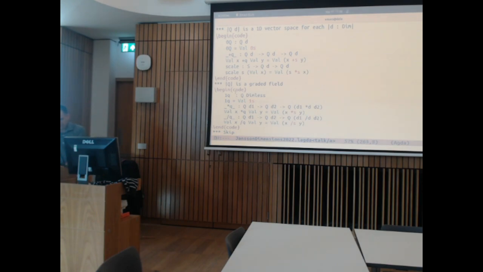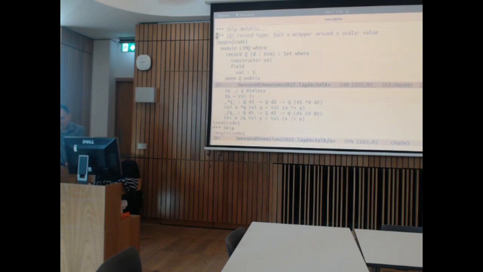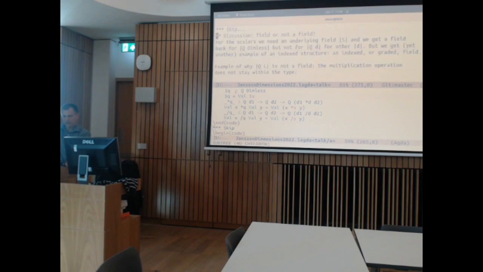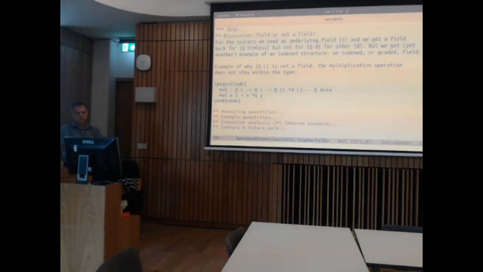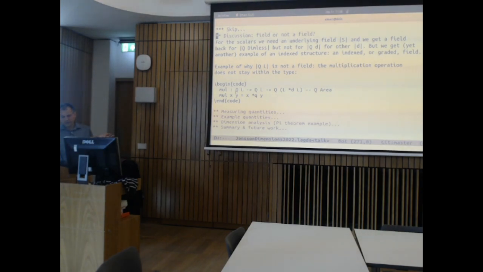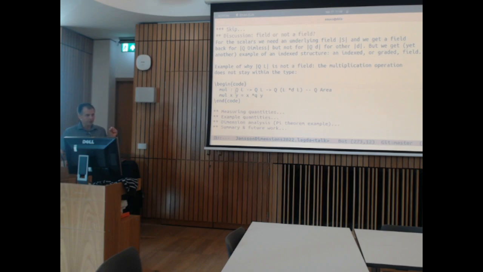So, it says skip, so I guess I should go back here because that's easier to skip. Yeah, the one-dimensional vector field, graded field, and then discussion: field or not a field. So, first, the operations I need, as for physical quantities, they use division, multiplication, and so on. So I need a field underlying. So we need a scalar field S, and that is sort of lifted into the scalar field when the dimension is dimensionless, so basically 0. But not for other elements.